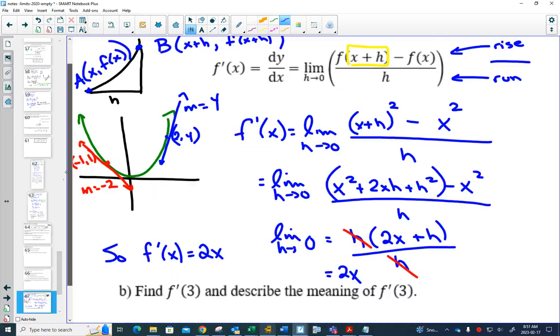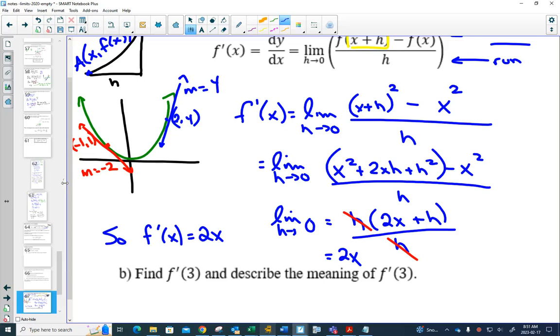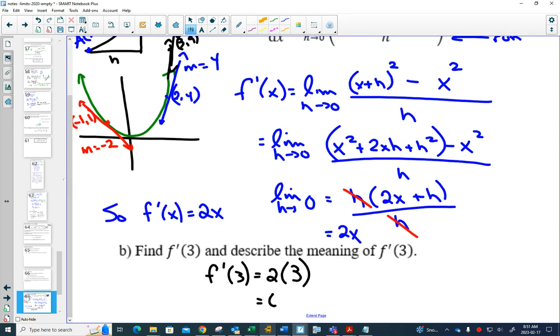So they ask in part B, oh, what's f prime of 3? Well, on my graph, can you see that you would have the point 3, 9 way up there? You'd get a pretty steep slope at that point. F prime of 3, I just have to plug in 3 into my derivative formula, which is 2x. So f prime of 3 is equal to 6.